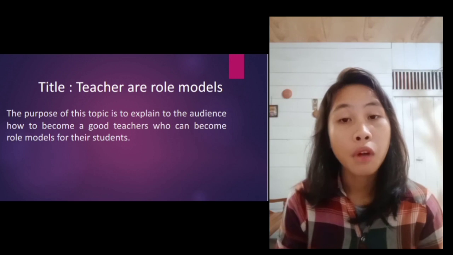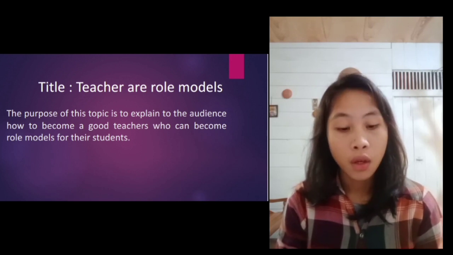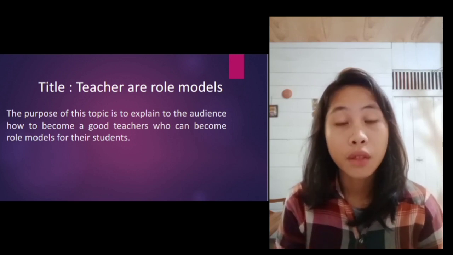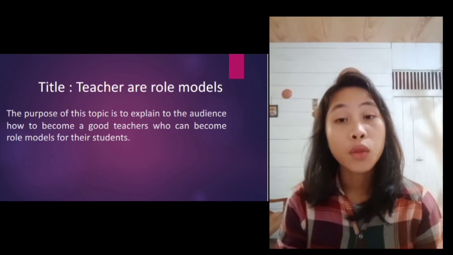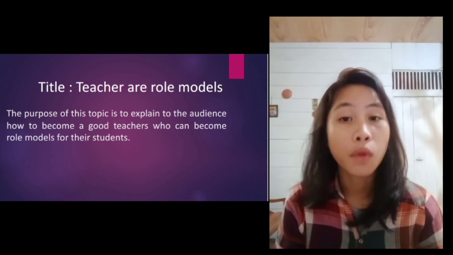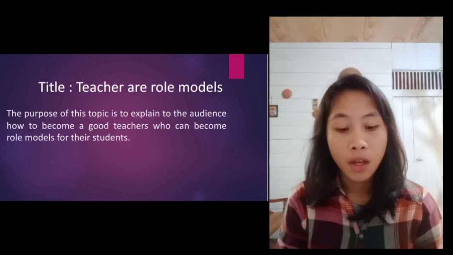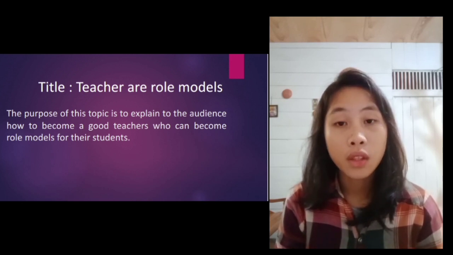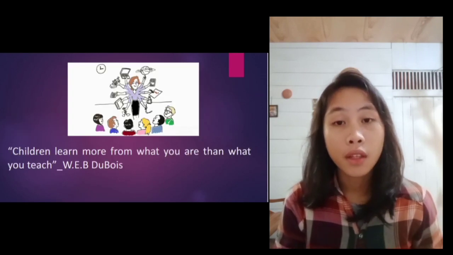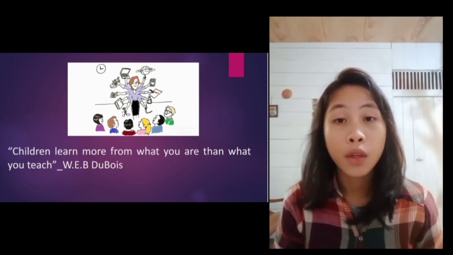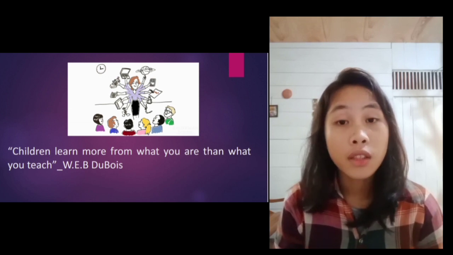It is important for us to learn how we can be a role model teacher in the future, because a good teacher can make a good influence on their students, and also students will follow the good models of their teacher. W.E.B. Du Bois said, and I quote, "Children learn from what you are than what you teach."